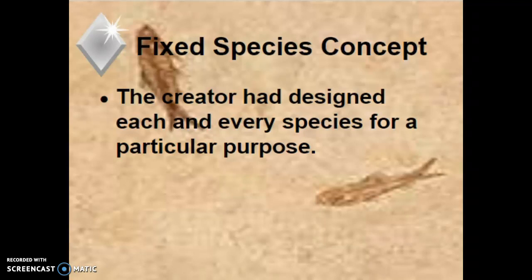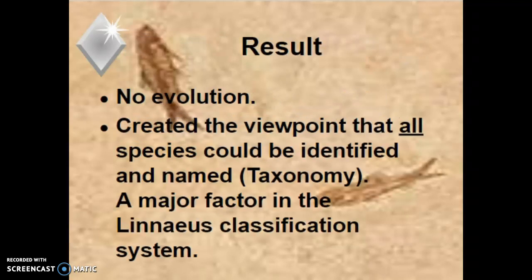That led to the fixed species concept, that there was a creator that designed each and every species for one specific purpose. So horses were horses, frogs were frogs. They don't change. They are what they are. Again, no evolution. A creative viewpoint that all species could be identified and named, which is where Linnaeus came up with his naming system. The Linnaean naming system, where we get binomial nomenclature and all that kind of stuff.